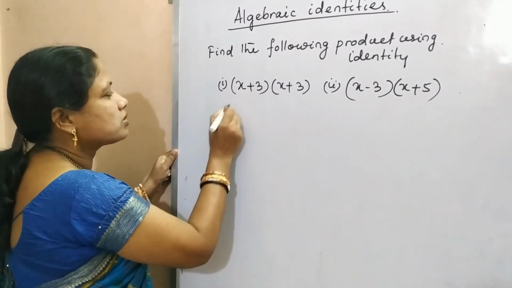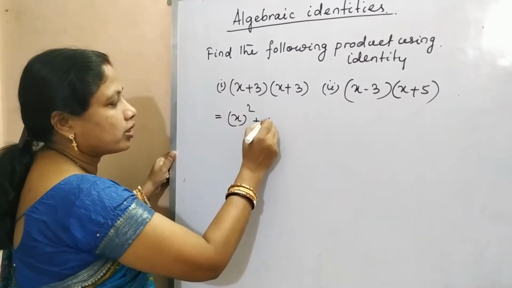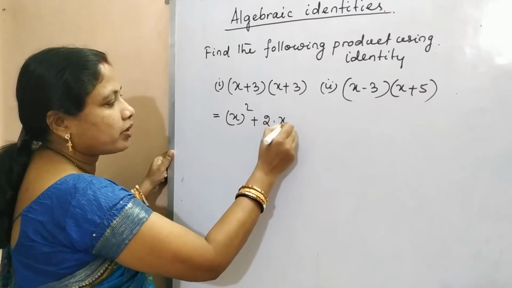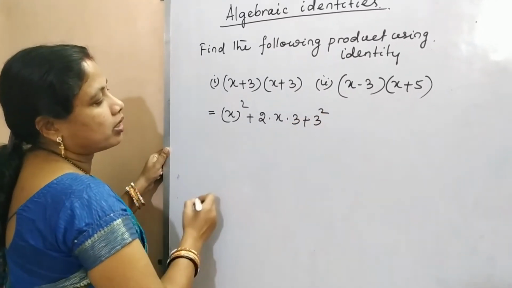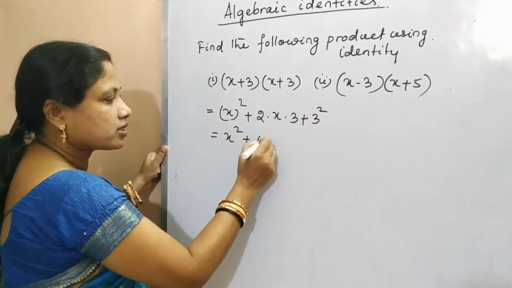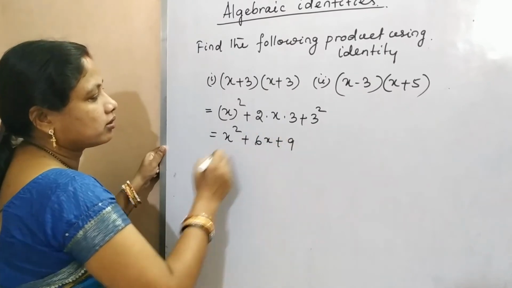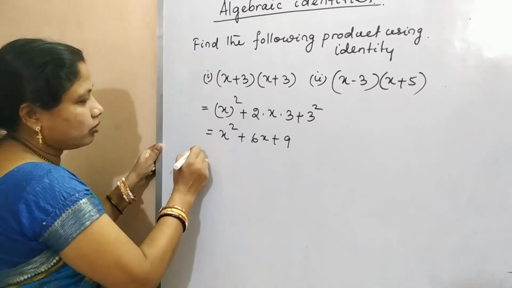So this becomes x² + 2xy, so 2 multiplied with x multiplied with 3, plus 3². So this is equal to x² + 6x + 9. This is the answer of part 1. Then what is part 2?